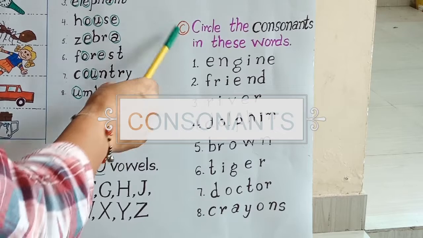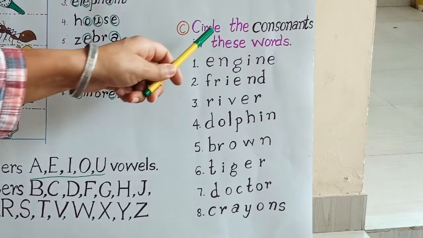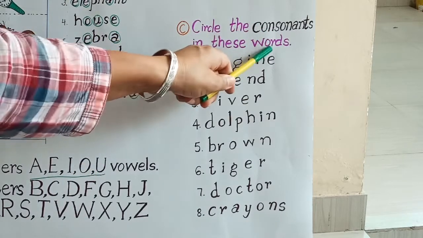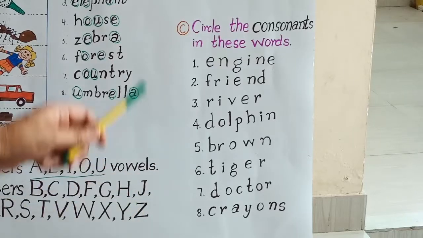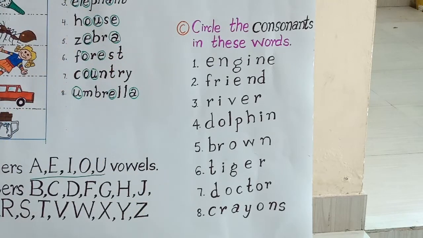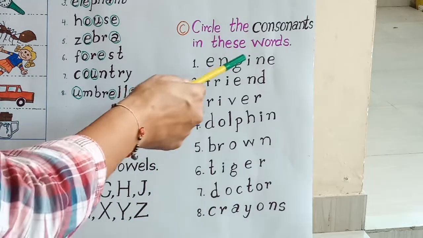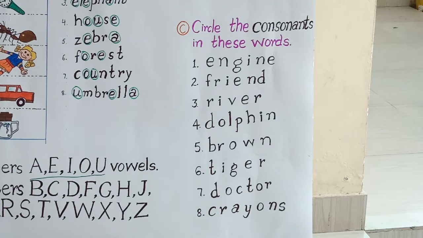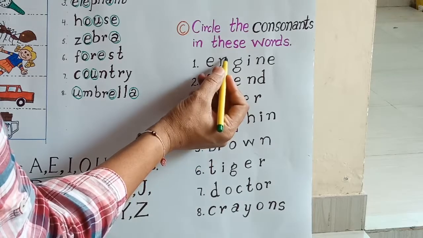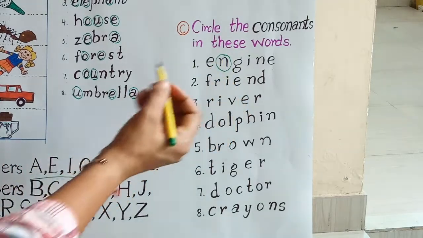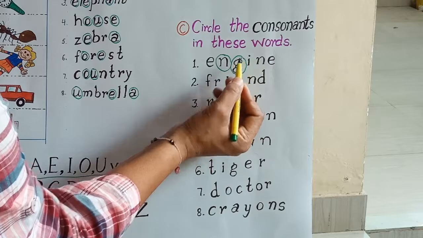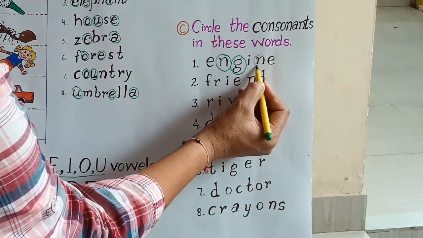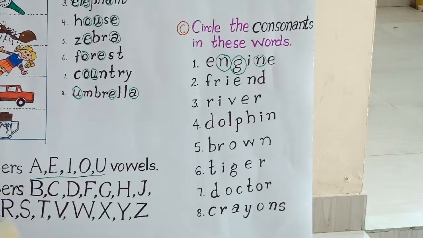Now we are going to do C part. In this part, you have to circle the consonants in these words. Again, some words are given. You have to circle the consonants, not vowels. You have to leave the vowels. A, E, I, O, U are vowels. In these words, you will not circle vowels. You will circle only consonants. So, we will leave vowels and circle only consonants. E is a vowel. Then circle N. It's consonant. G is consonant. I is a vowel. N is consonant. E is again vowel.